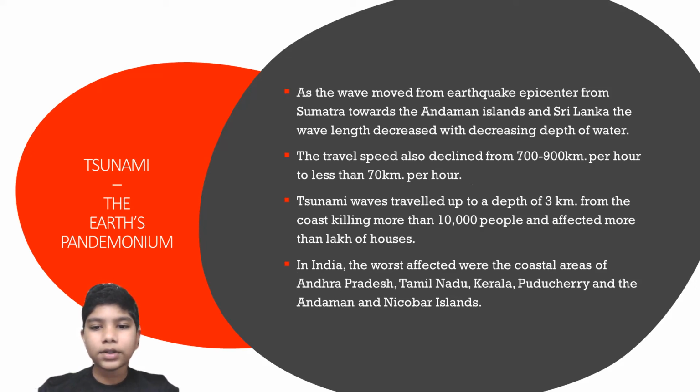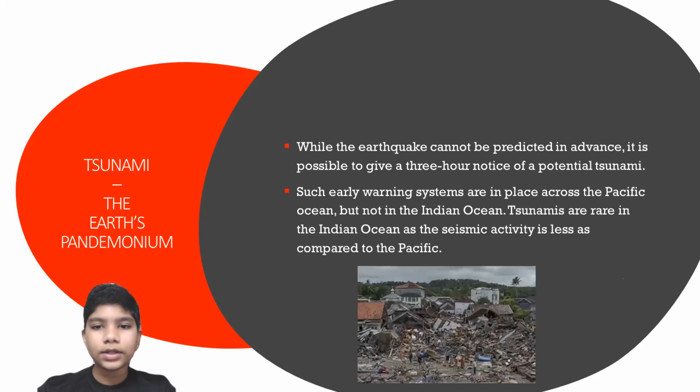In India, the worst affected were the coastal areas of Andhra Pradesh, Tamil Nadu, Kerala, Puducherry, and the Andaman and Nicobar Islands. While an earthquake cannot be predicted in advance, it is possible to give a 3-hour notice on a potential tsunami. Such early warning systems are in place across the Pacific Ocean, but not in the Indian Ocean. Tsunamis are rare in the Indian Ocean as the seismic activity is less than compared to the Pacific. Here we can see the picture of the damage caused by the tsunami.